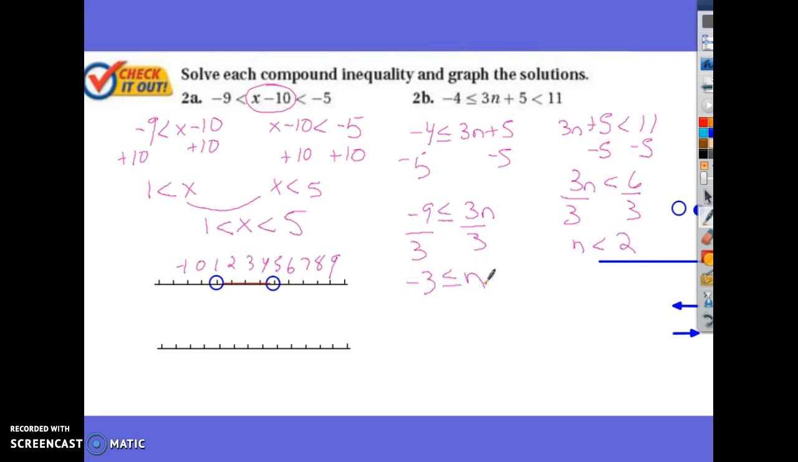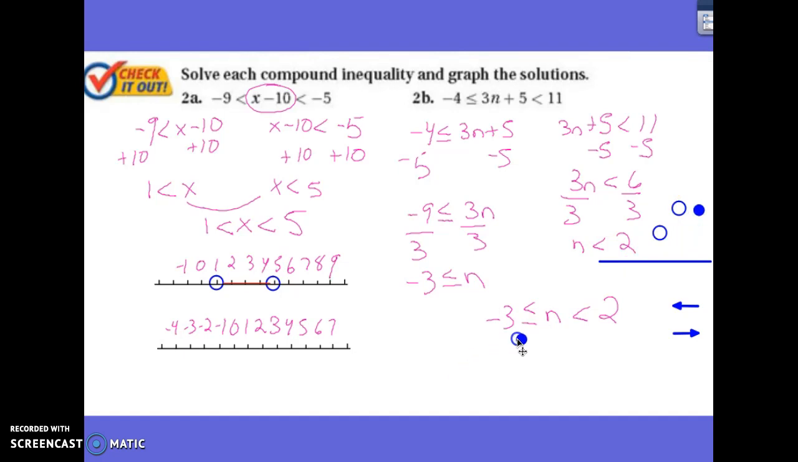So now we can put them back together. -3 is less than or equal to n, which is less than 2. So we're going to set up our number line again: -4, -3, -2, -1, 0, 1, 2, 3, 4, 5, 6, 7. Okay, so this time we're going to have a closed circle and an open circle. I'm going to grab my circle over here. I can't grab it.